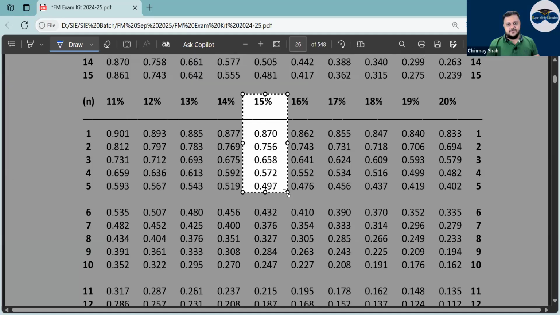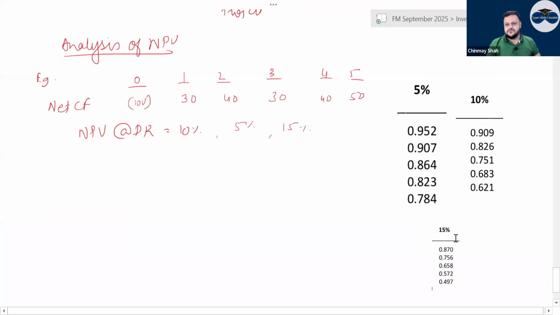5, 10, and 15. Quickly do it. Find NPV at 5, 10, and 15. So what will your three NPVs be? Practice. Okay everybody? 5, 10, 15. Tell me NPV at 5%.